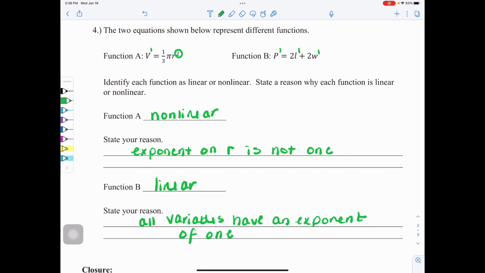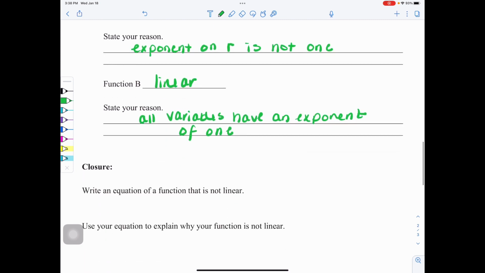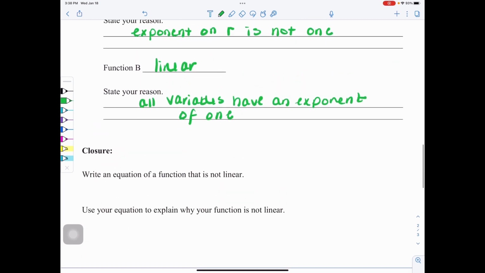So now that we've discussed the definitions and gone through several different examples, I'd like you to move on and do the closure question. I'd like you to try to write an equation of a function that is not linear, and I'd like you to use your equation to explain why your function is not linear. So at this point, please pause the video and try those two questions, and then resume the video to discuss.